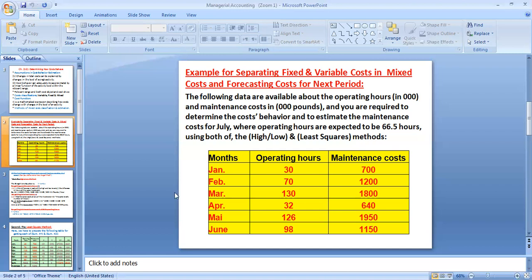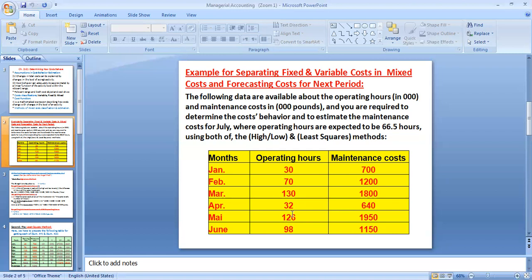He told me during January, the operating hours 30, the maintenance cost 700. February 70, 1,200. March operating hours 130, but cost 1,800. April 32, 640. May 126, the cost 1,950. June 98 hours, and the maintenance cost is 1,150.